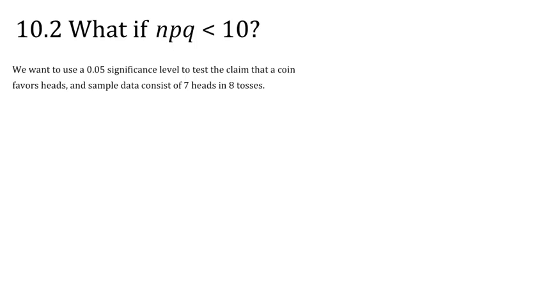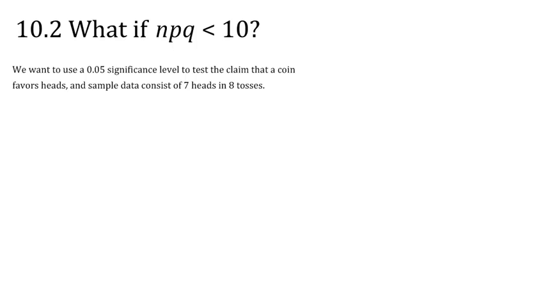Hi all, this is my third video from section 10.2 and the question is what happens, not just what if we don't meet criteria, what if we don't meet this criteria? What if NPQ is not greater than or equal to 10 and is in fact less than 10? Now this doesn't happen very often, but because we've got skills, it doesn't mean we're dead in the water.